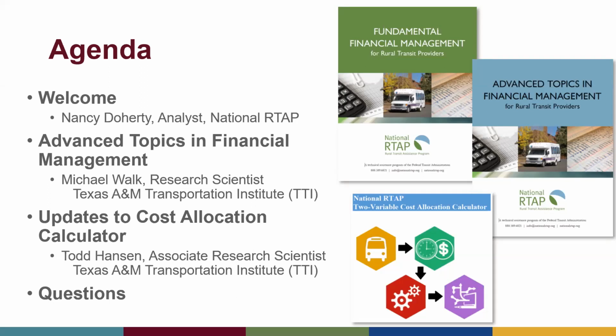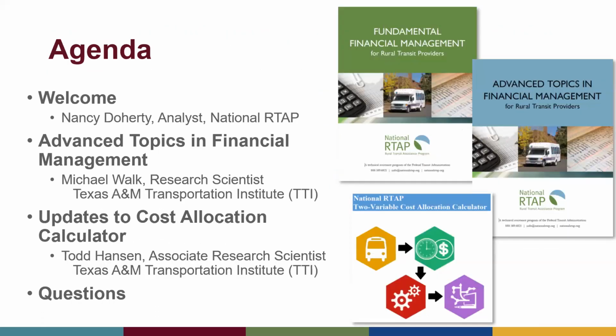So after the discussion of the new module, we will present our updated cost allocation calculator. Todd will be doing that. The calculator is used to allocate operational costs and generate performance measures, and it was updated recently to be more user-friendly, offer instructional guidance as needed, and allow historical cost allocation data to be stored from year to year and then compared, which is a really nice little addition to the calculator.